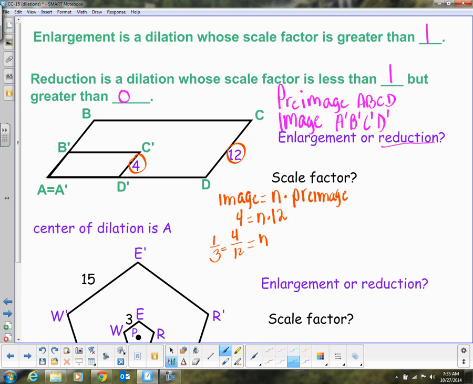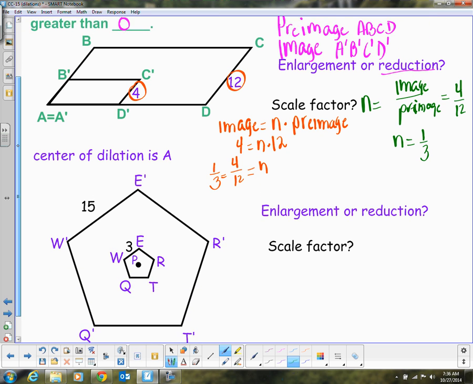What's the other way you could do that? You could say, well, scale factor, if you recall, it's image over pre-image. The image is 4, the pre-image was 12, and the scale factor is 1/3. I don't care if you do it in the orange or if you do it in the green. I need you to be able to do it. So whichever you prefer.